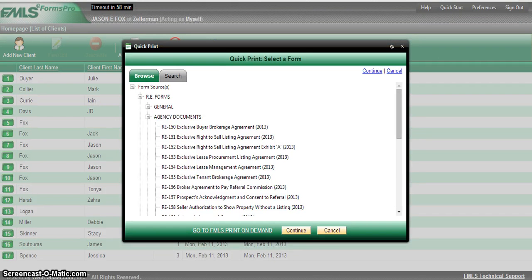Okay, agents. Now we're going to talk about RE154. Real estate form RE154 is an exclusive lease management agreement. Lease management is obviously not only when you lease out a property, but it's when you manage the property. Managing a property, if you don't know what that means, obviously you shouldn't be doing it, but right now Zellerman does not offer property management.